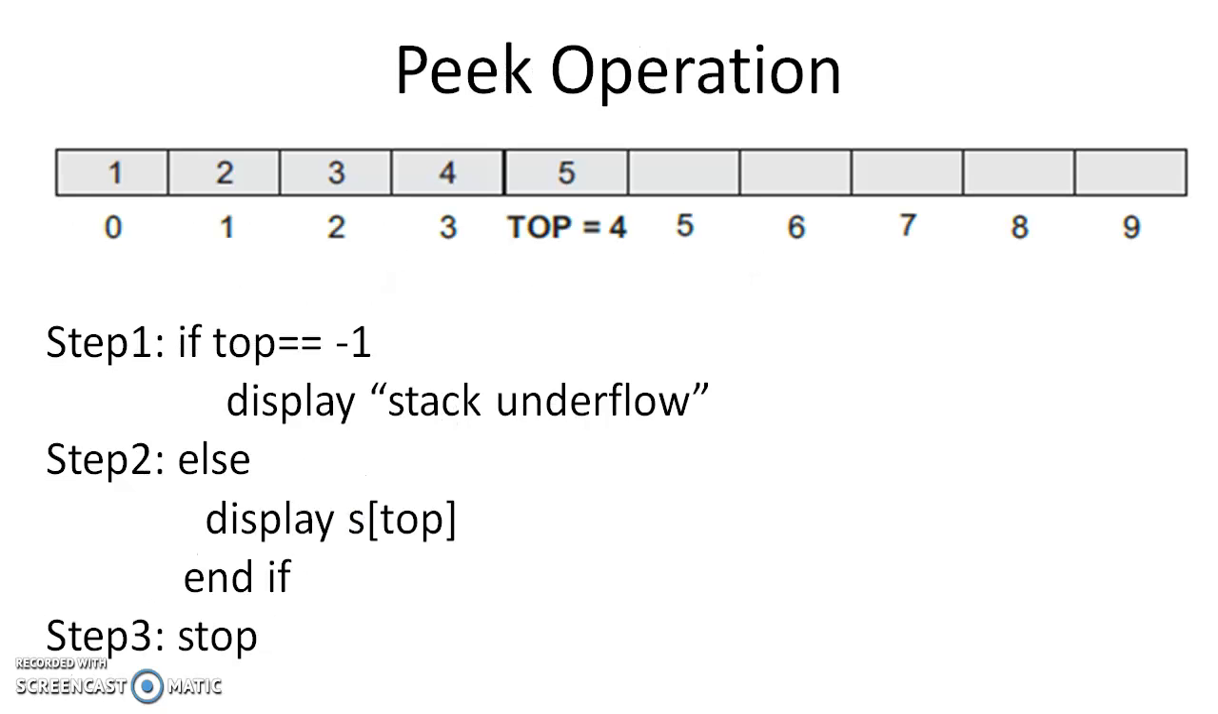The third operation that we are implementing is the peek operation. The only difference between the pop operation and the peek operation is that the pop operation removes the element present at the top position, and the peek operation just displays the element that is present at the top position. So the algorithm for this one: if top equals -1, we display stack underflow. Otherwise we display the element that is present at S of top. This is the algorithm for the peek operation.